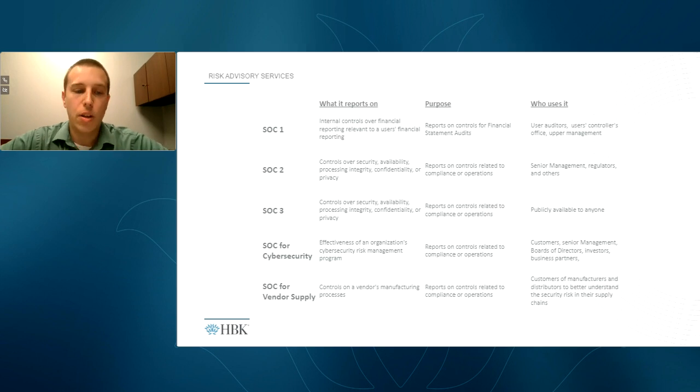So again, just on that topic here, we just wanted to give a snapshot of those various SOC engagements, what they report on, the purpose, and then who uses them. And then as you can see, among these engagements, there are also 2 different types for each of these SOC reports. And again, I'm not going to go through these. This is just more for informational purposes here.